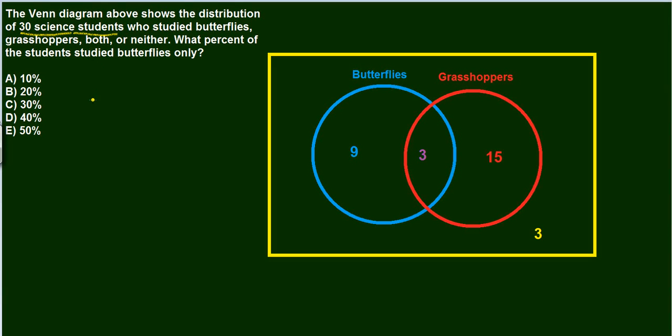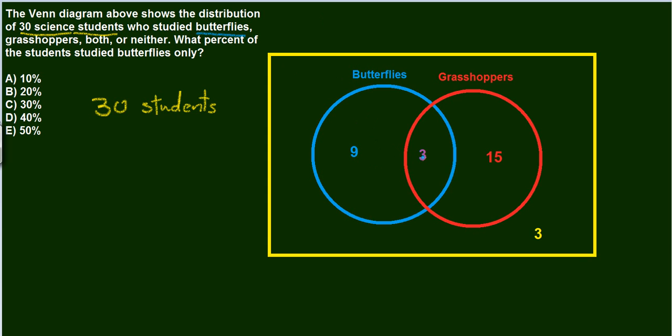Alright, so how many students are we dealing with total? Just told us right there. We have 30 students who studied butterflies, grasshoppers, both, or neither. So right here, all this statement is doing is explaining what exactly the Venn diagram is telling us. So let's just keep track of things. Okay, who studied butterflies. And now this means that there's kids that only studied butterflies.